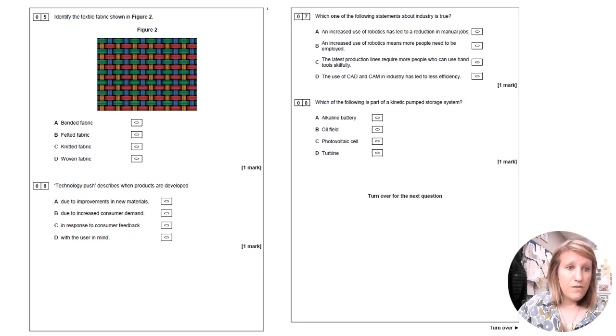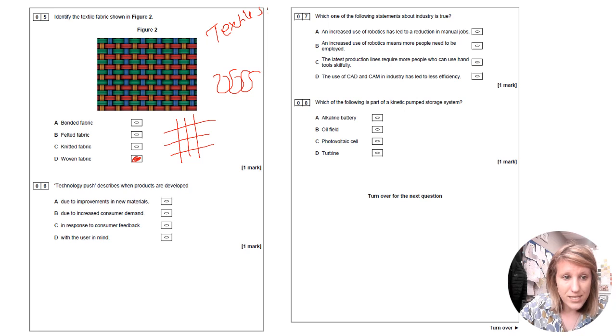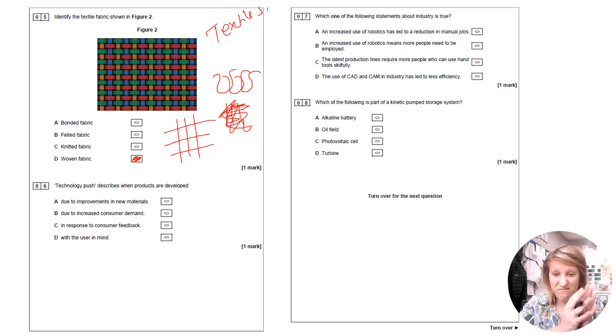Okay, question 5. This is a textiles question. So identify the textile fabric shown in figure 2. I like to think that we would be able to realise that this is a woven fabric because it's got that very obvious structure of them being like woven together. Knitted fabrics look kind of like little loops like this. Felted fabric, you wouldn't be able to see anything because all of the fibres are mixed together. And bonded, it wouldn't have much of a structure either because it would be sort of glued together. So that's a woven fabric.